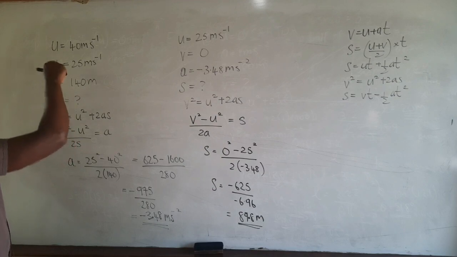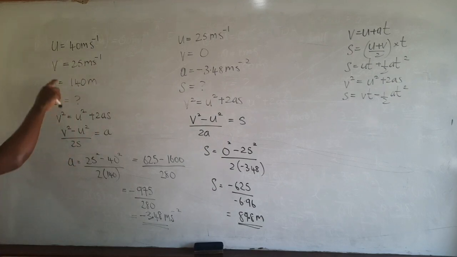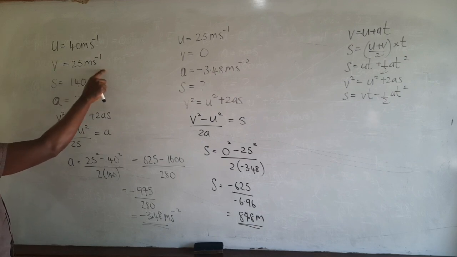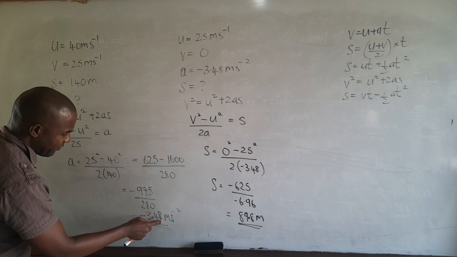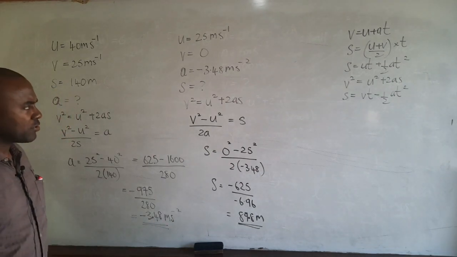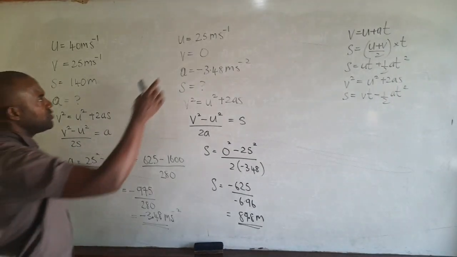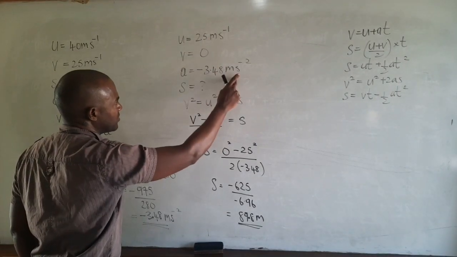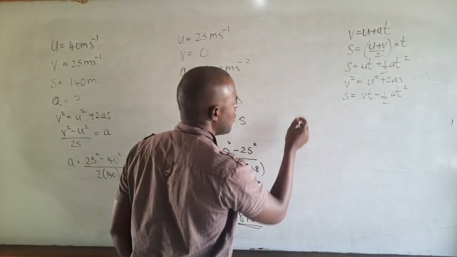The car was initially traveling at 40 meters per second. The brakes were applied and it decelerated to 25 meters per second at a rate of 3.48 meters per second squared. Now, this is a uniform deceleration. And for the next part of the journey, it's going to decelerate uniformly to rest at the same rate. So basically, this graph will be a straight sloping line.